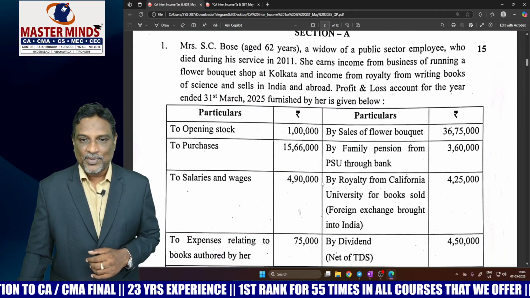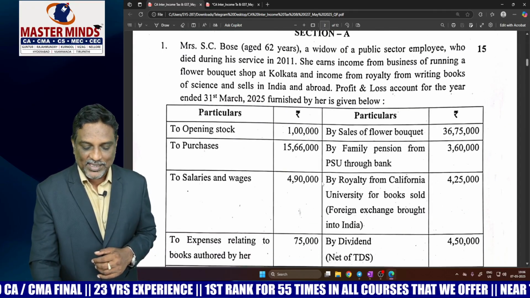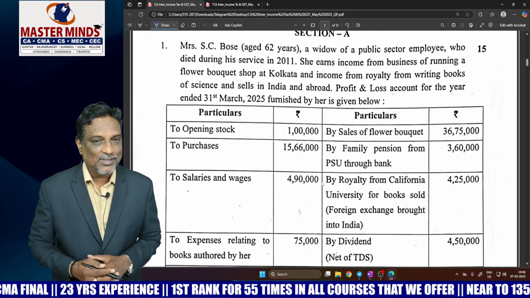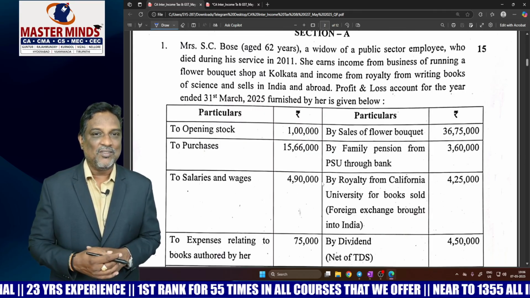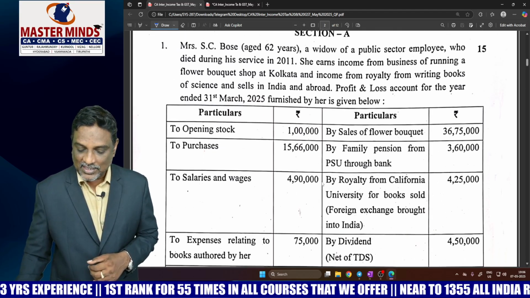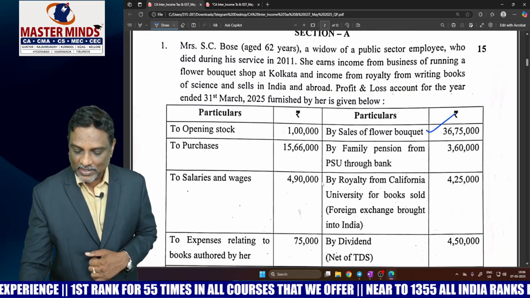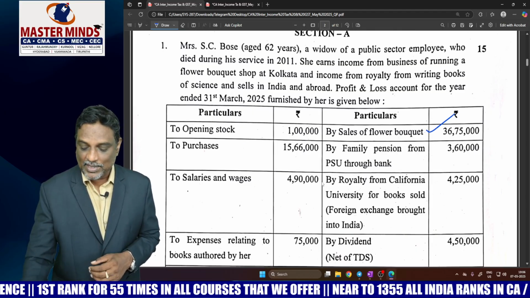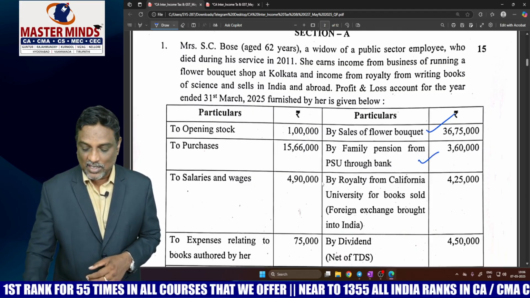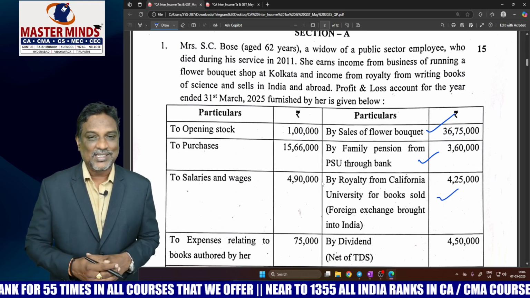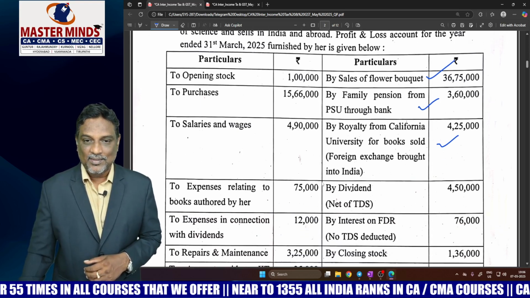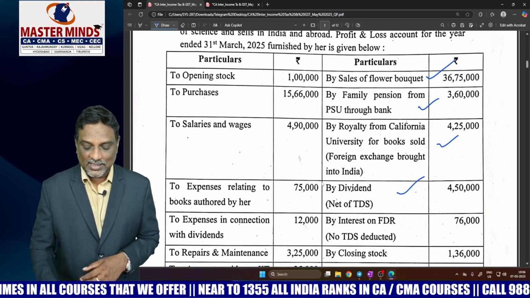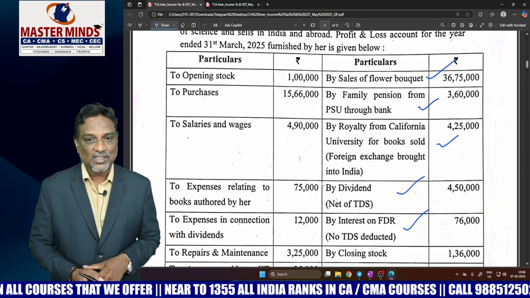So here sales is forming part of business. The PGBP head is involved in this problem. The other sources head is also involved. So the first transaction, sales, is forming part of business. Family pension is other sources. Royalty income, other sources. Dividends, other sources. Interest on fixed deposits, other sources.